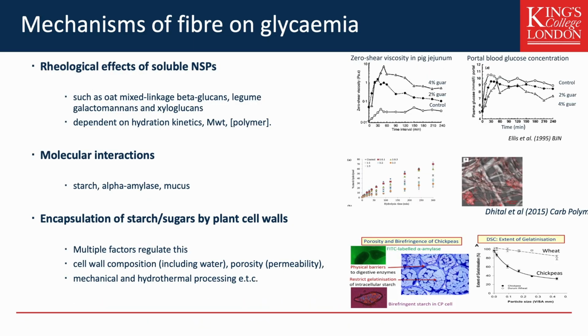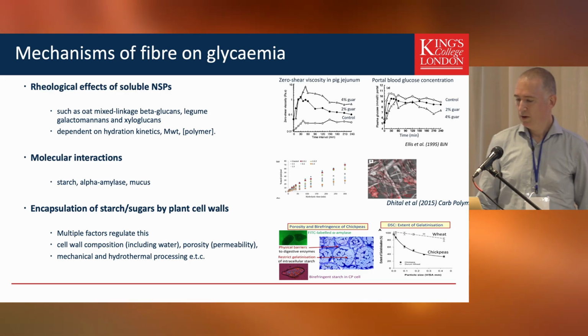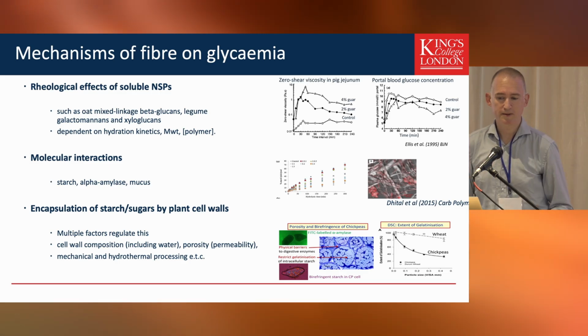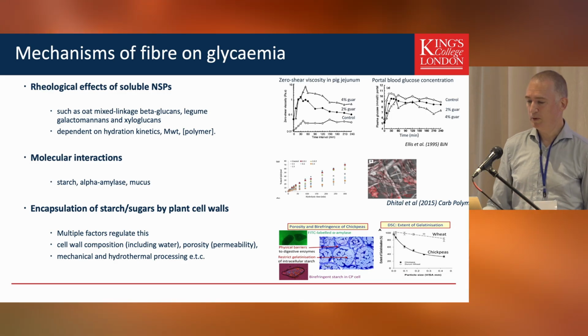So what I'm going to talk about today is the mechanisms by which fibre might act in the gut and how this can affect glycemia. So obviously the first is the rheological properties, particularly the non-starch polysaccharides, such as oat mixed linkage glucans, legume galactomannan, which is one of Peter Ellis's favourites, and we'll talk a bit more about that today.